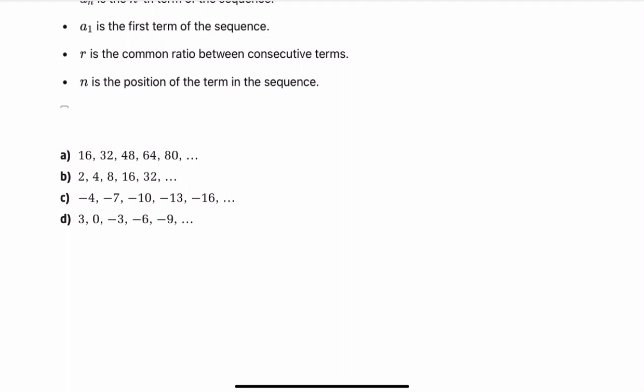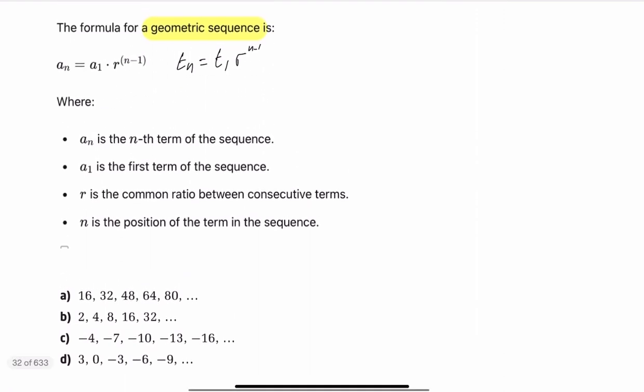For the second example, I start with 2. The second number is 4. So 4 minus 2 is 2. If I add another 2, it will give me 6. If I add another 2, it will give me 8. I can stop just here. I can see this is not an arithmetic sequence. So let's try if it's a geometric sequence.